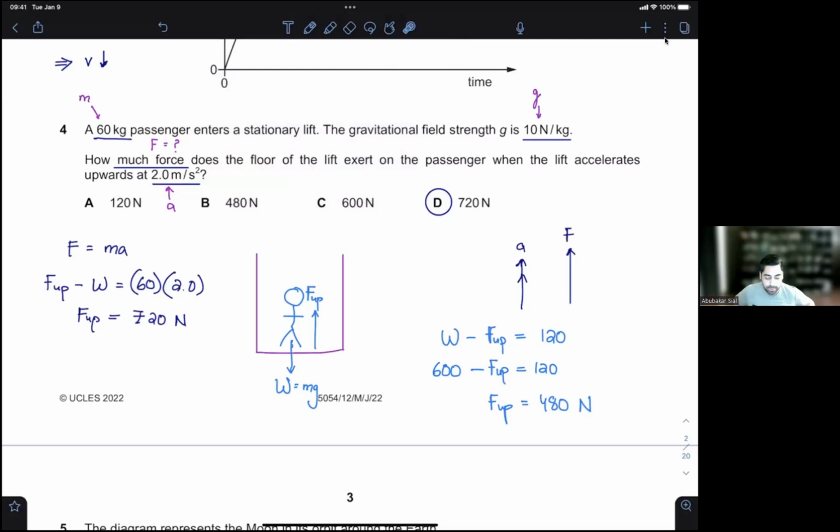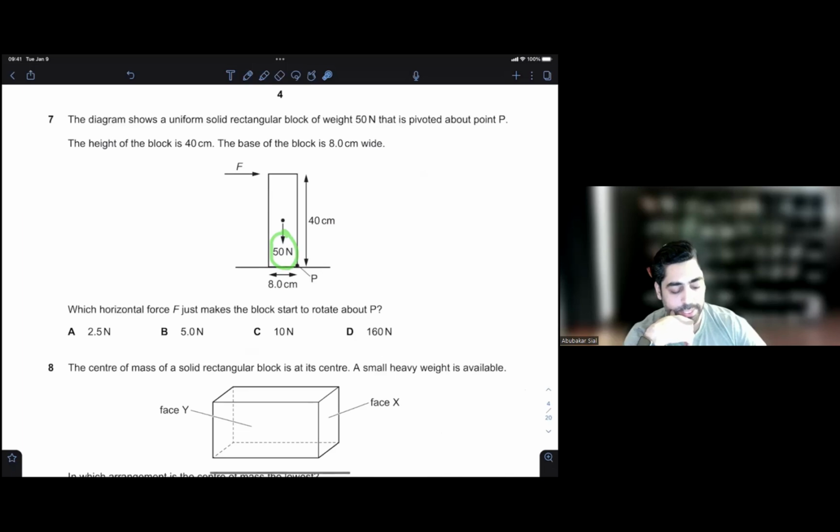What's a dense block that has some weight acting on it and a force here as well? They're saying, what is the horizontal force that just makes the block start to rotate about P? Now, when the block starts rotating, what does that tell you? That that's exactly the point where the principle of moments will apply. Just before it starts rotating, the clockwise and anti-clockwise moments are going to be the same.